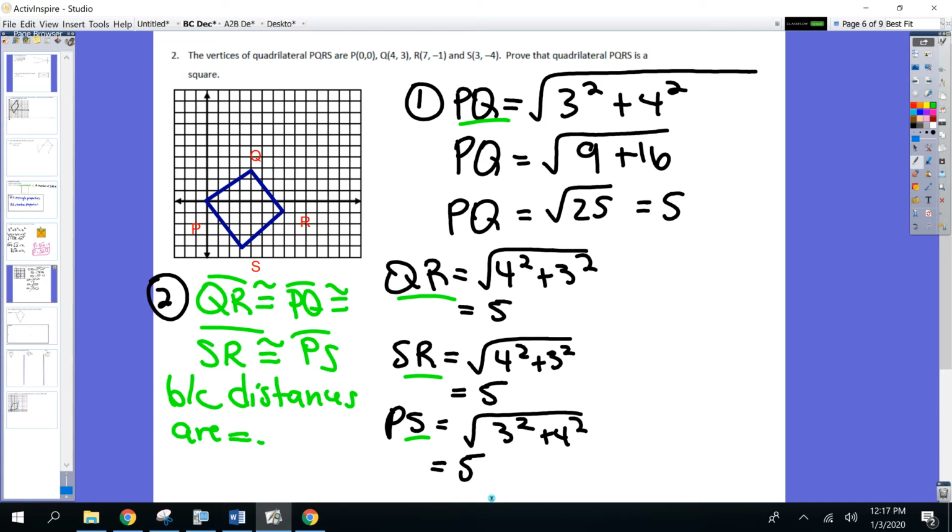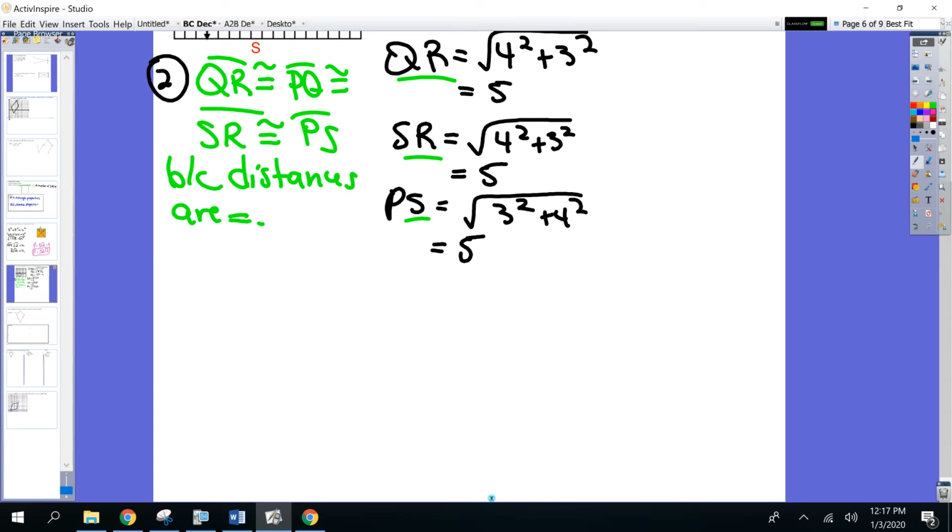Now what is it in step 3? Now that all 4 sides are equal, this is not a square. We said that it wasn't a square yet. It was a rhombus. And hopefully we're keeping this all in nice order, labeling your steps. PQRS is a rhombus. Why is it a rhombus?